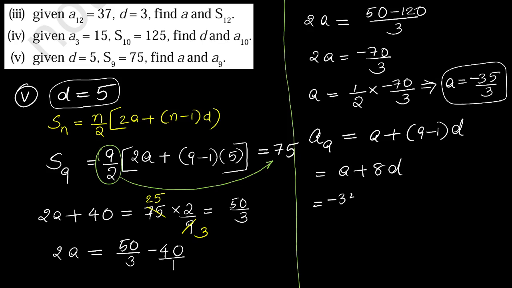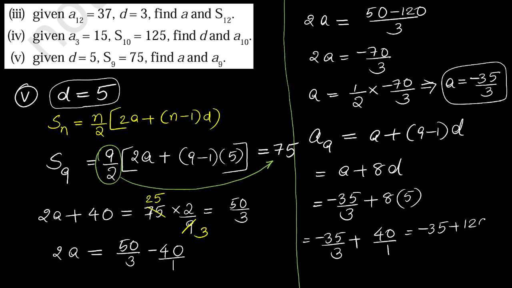A is minus 35/3. Common difference is 5. Eight into 5 is 40. Clear? Or 40/1. Do the cross multiplication. What is the value? 120 minus 35, that is 85.